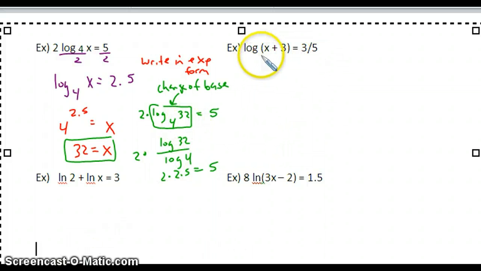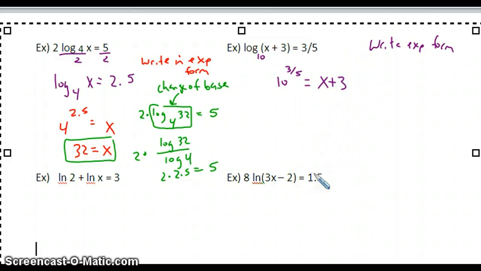Okay, so let's apply what we just talked about to the next problem. You have a log being equal to a number, so we want to write in exponential form. So if we write this in exponential form, this time we have to recognize that our base is that imaginary 10 that's there. So 10 raised to the 3/5 power is equal to x plus 3. So in our calculator we'll do 10 raised to the 3/5. Again, you want to make sure that that 3/5 is in parentheses.